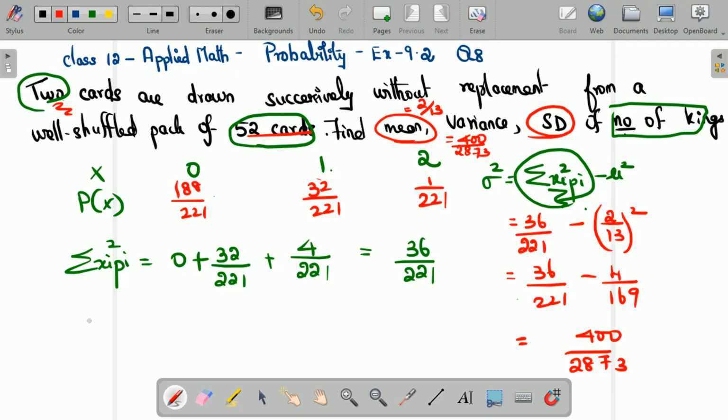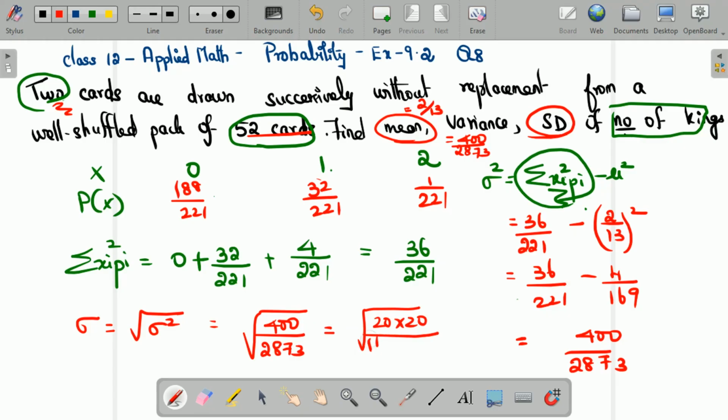Now look at the standard deviation. Standard deviation is nothing but sigma, which is the square root of variance. So it is square root of 400 divided by 2873. So I'm writing this as 400 is nothing but 20 into 20. 2873 is actually 169 into 17. So if you apply square root, in the numerator it will become 20. In the denominator it will be 13 into root 17. So this is going to be the final answer.